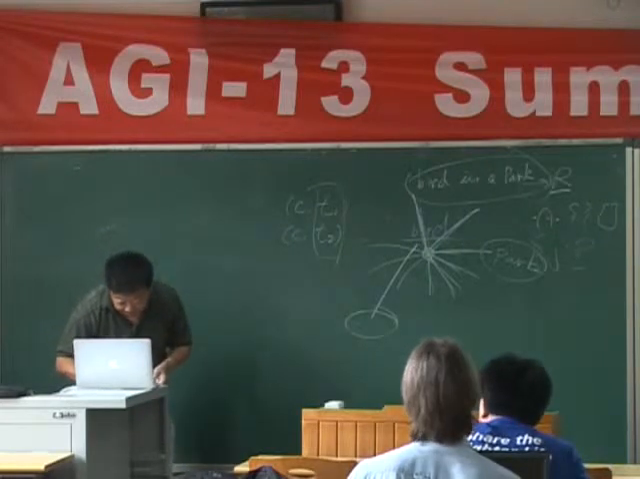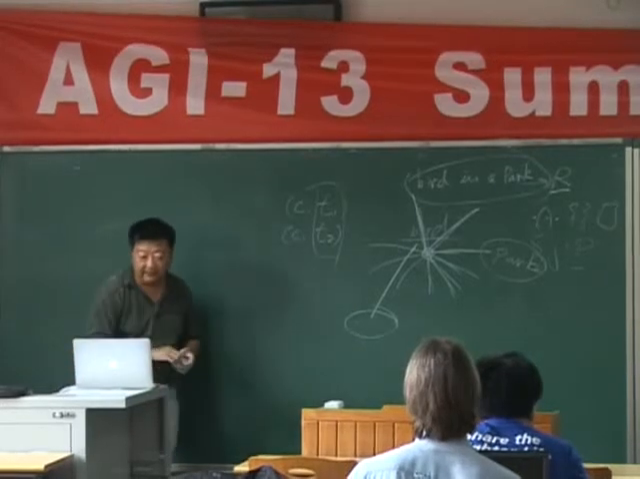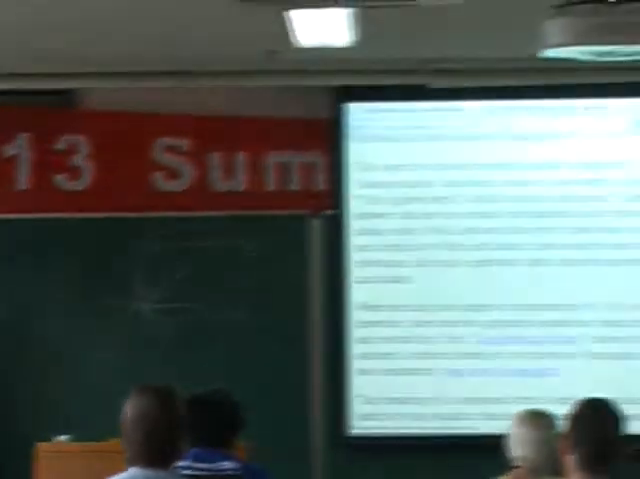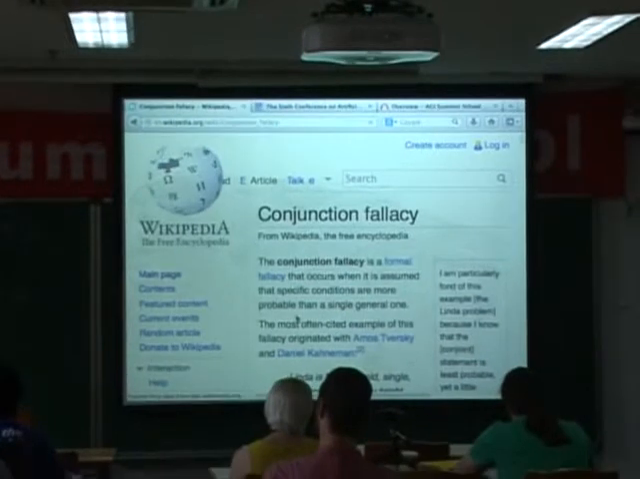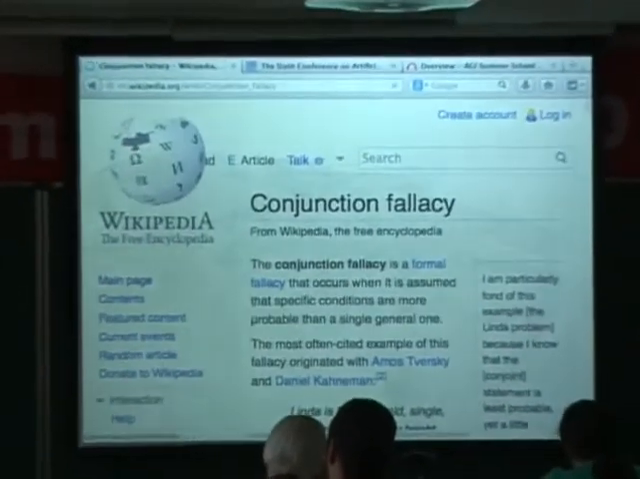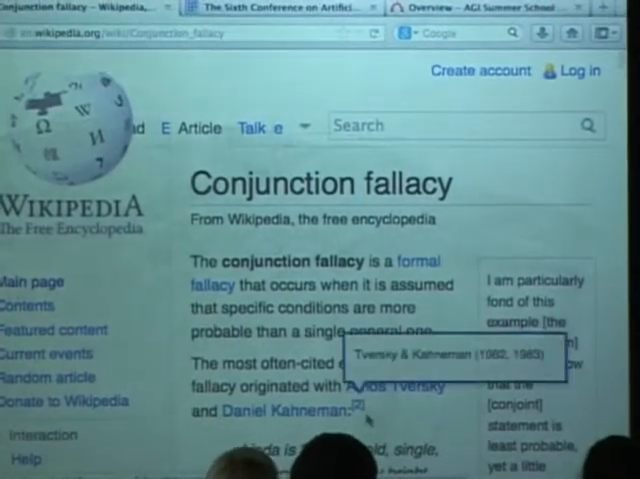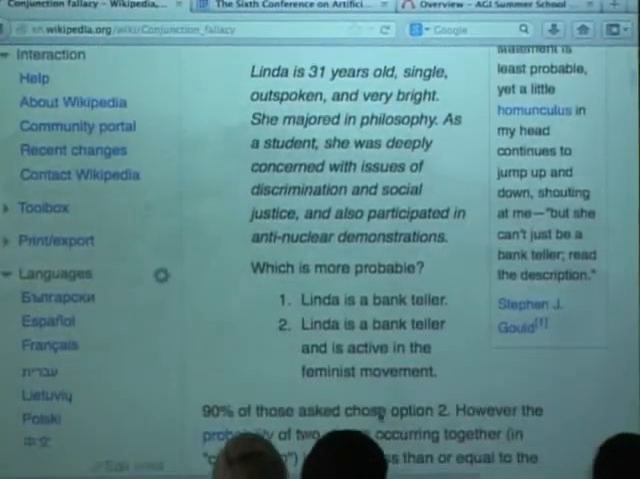So another example is this. That's a well-known thing in psychology, which is related to what I just mentioned, Tversky and Kahneman's work. Okay, let's read this.